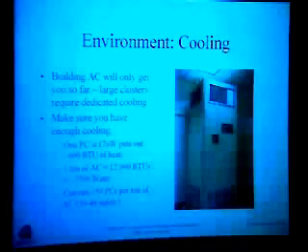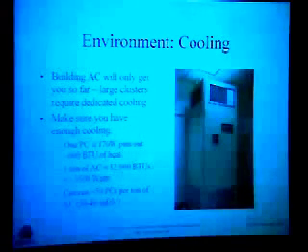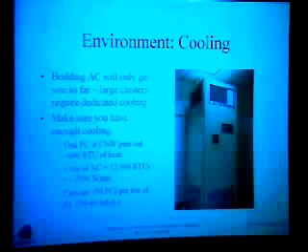Cooling. A building air conditioner is not going to keep you cool. You try it, the machine will heat up. In our case, our machine room heats up about 1 degree a minute if you don't have air conditioning on. We turn it off for just long enough to get our work done in there because it's too cold, but then we turn it back on real quick.